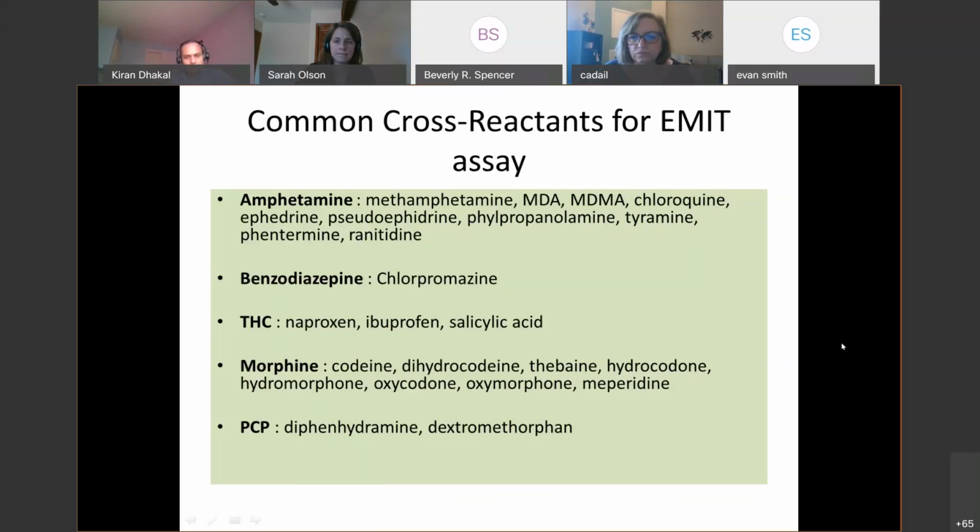For the morphine or opioid assay, all these opioids, codeine, dihydrocodeine, heroin, hydrocodone, hydromorphone, oxycodone, oxymorphone, meperidine, they all can give a false positive reaction. And most important is PCP, because diphenhydramine and dextromethorphan, both over-the-counter drugs, can give a false positive for PCP.